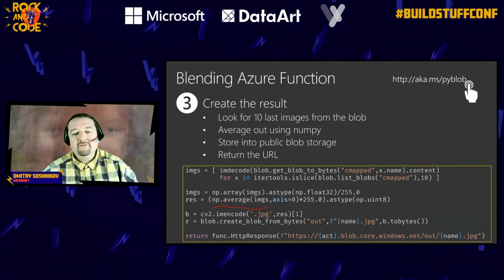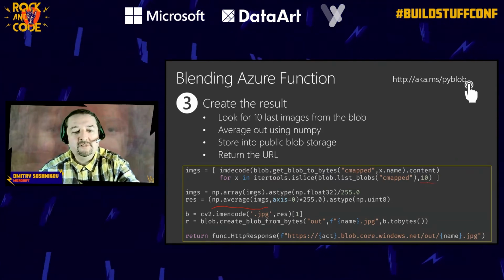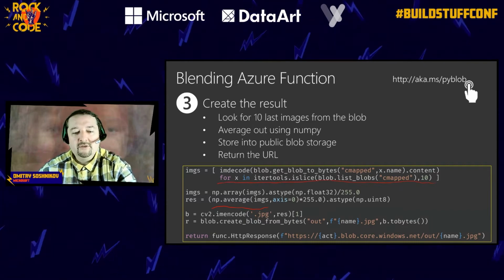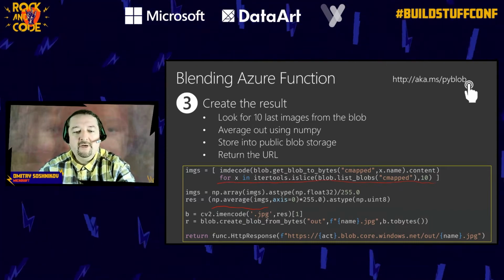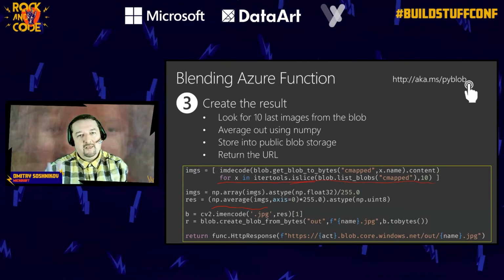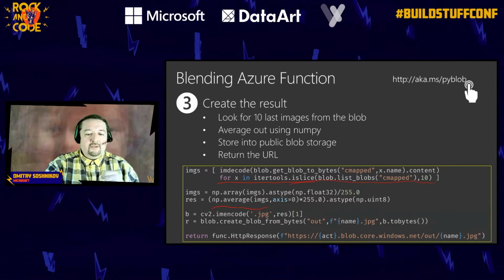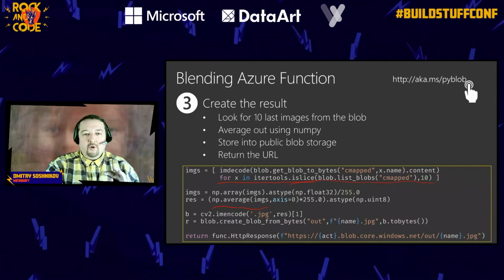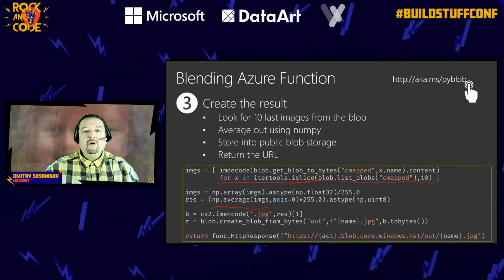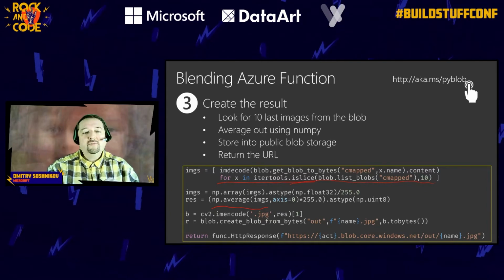To retrieve the 10 pictures, I also use a very nice technology, because generators in Python are lazy, so I can use islice to just take the first 10 elements from the generator. So that's it. And then I store the result somewhere in the blob storage, which is public, and return the URL to it. So I return the URL, which is publicly accessible.